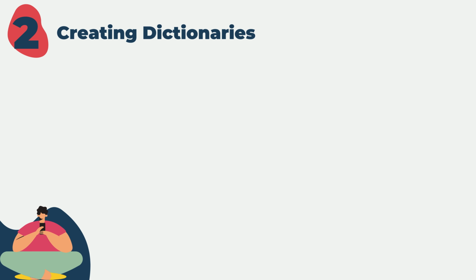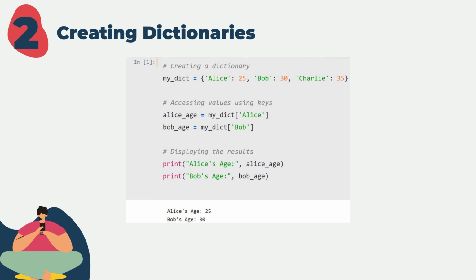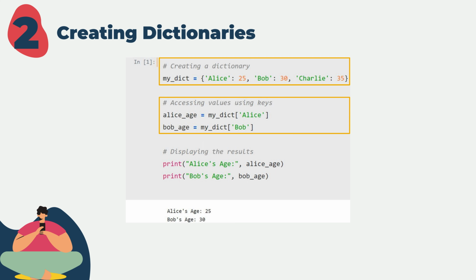Now that we understand the basics, let's delve into the creation of dictionaries in Python. In this example, we create a dictionary named my_dict where Alice, Bob, and Charlie are keys, and their respective ages, 25, 30, 35, are the associated values. Next, we demonstrate how to retrieve information from the dictionary. By using the keys Alice and Bob, we access the corresponding values, 25 and 30.